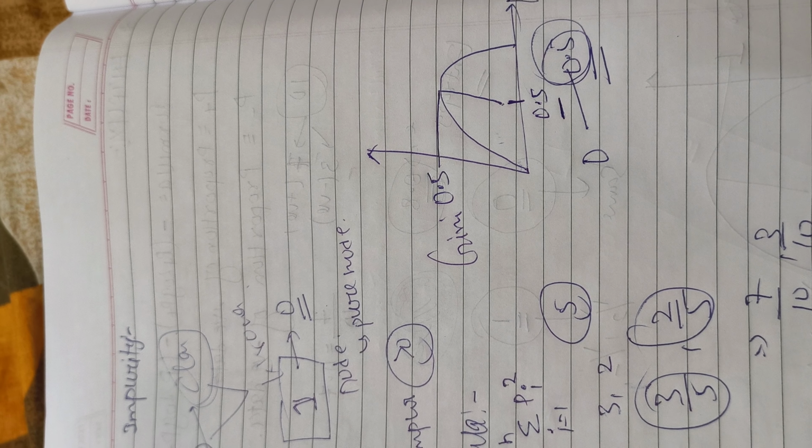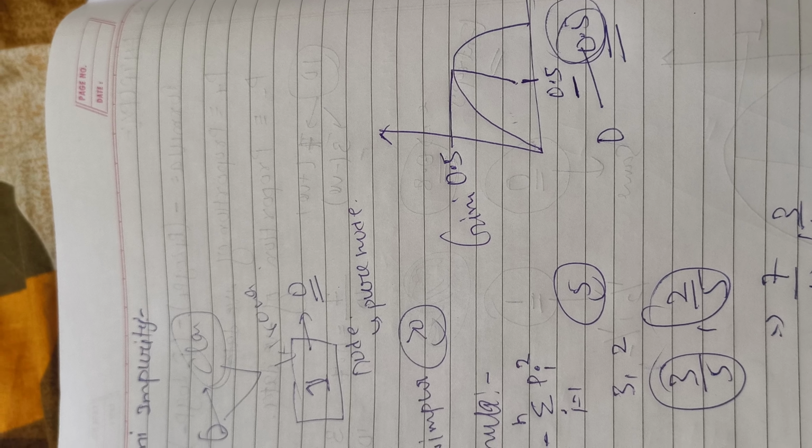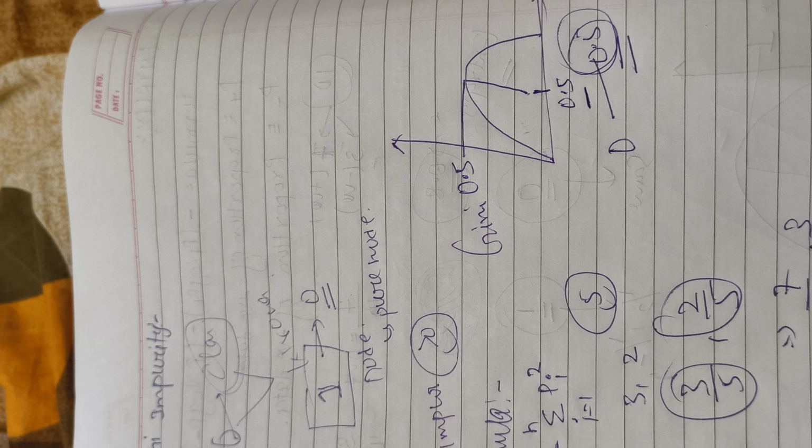So I have told you the two methods by which you can check the impurity in a node. The first is Gini impurity, and the second one, which I told you earlier, is entropy.